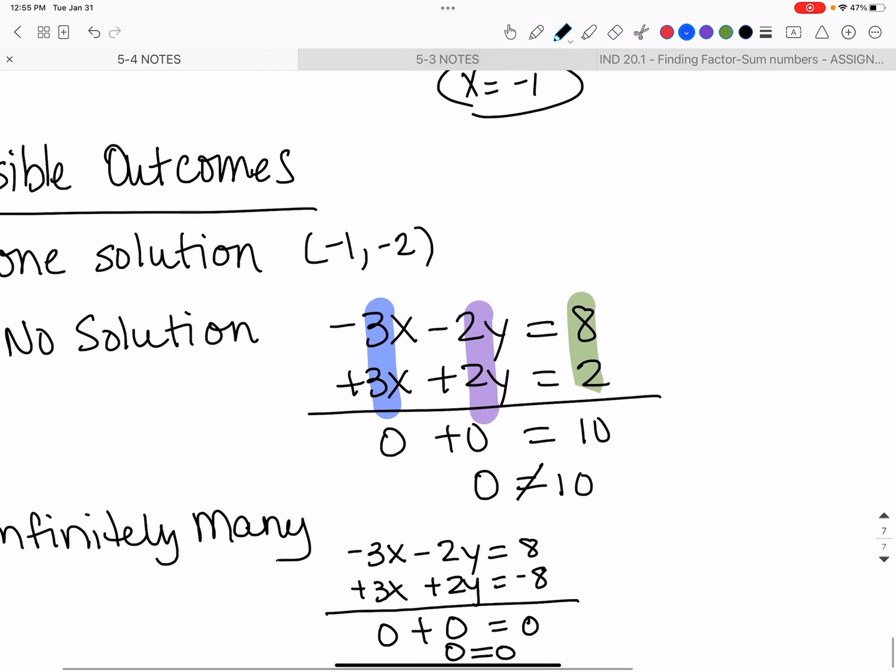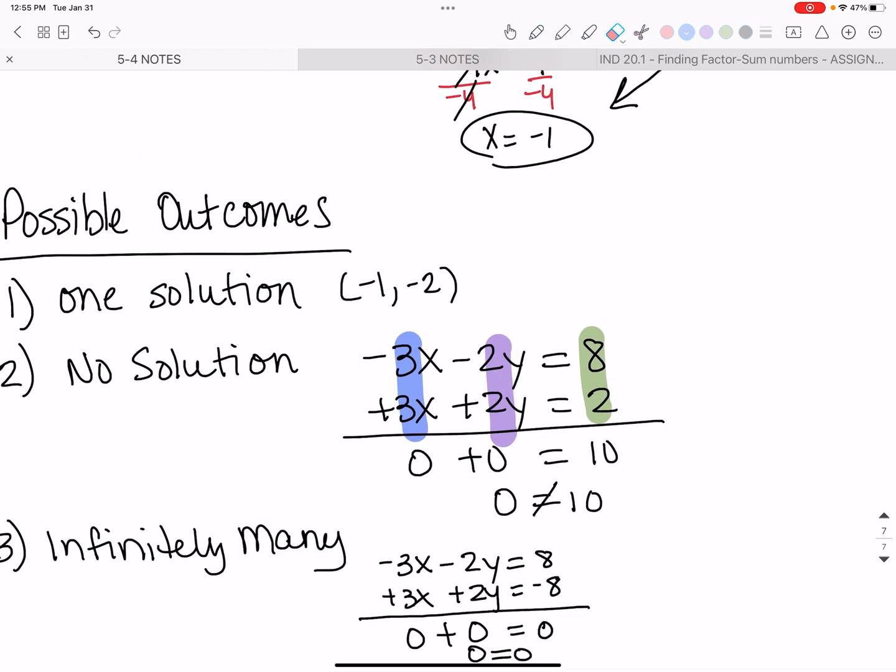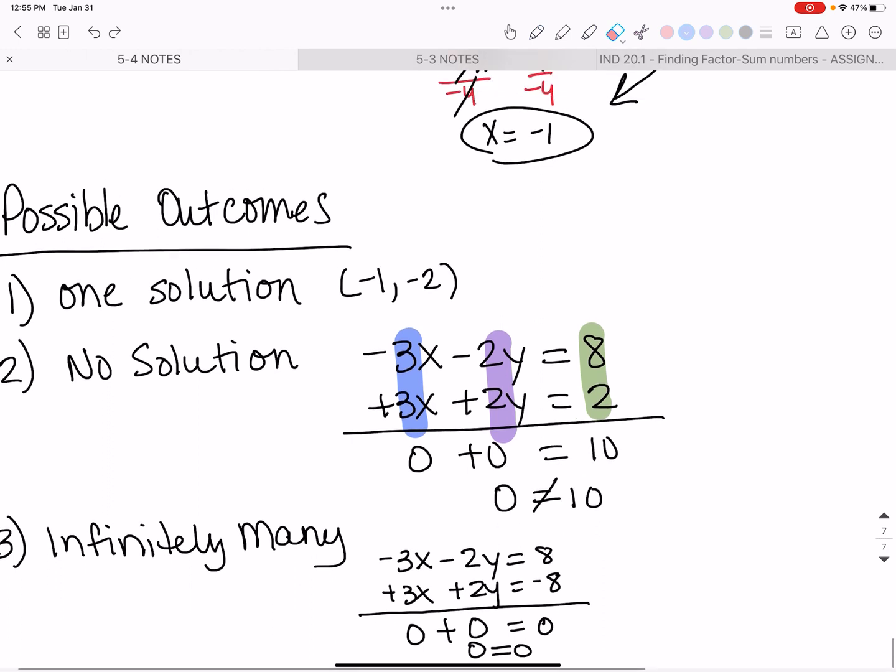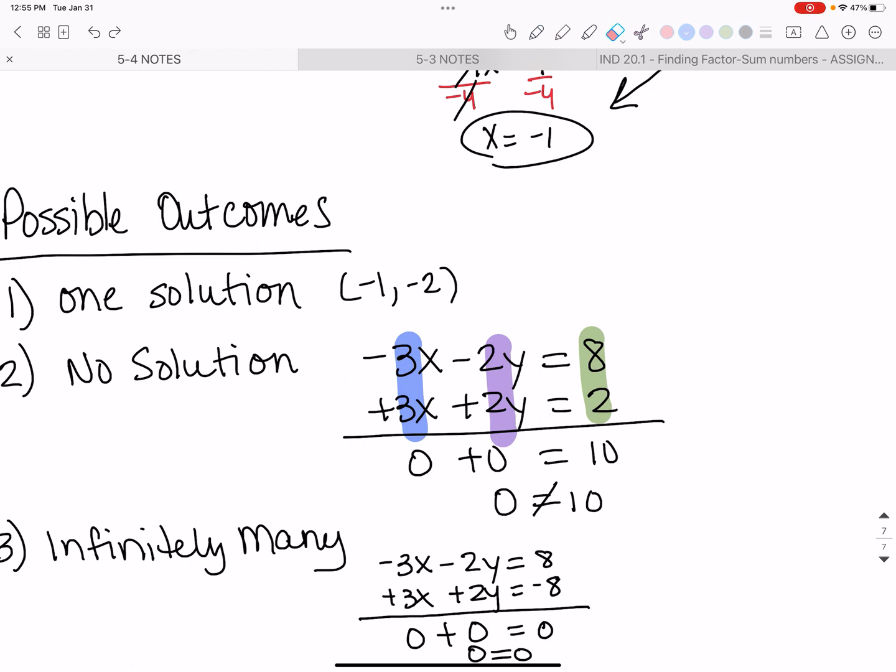Notice in both cases, the x and the y zero out, but in the no solution case, this was a no. 0 does not equal 10, and 0 will never equal 10. In the infinitely many, you've got 0 equals 0. Well, for infinity, 0 will always equal 0. So remember I said both of these are special cases, okay? Both of these are special cases.